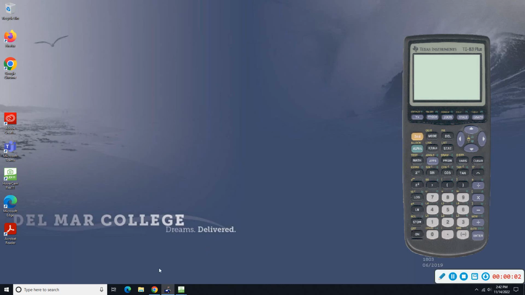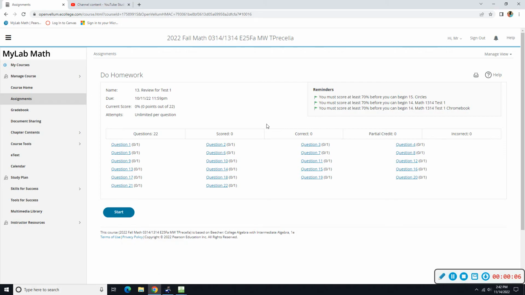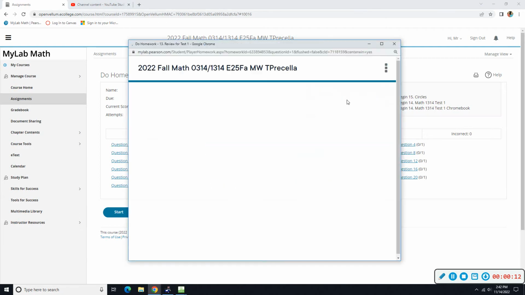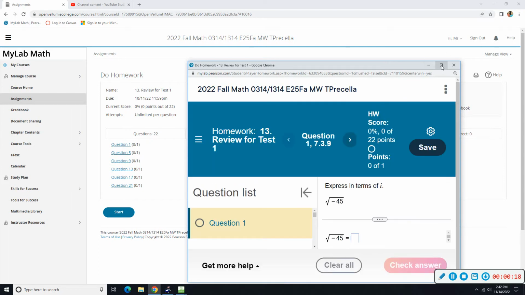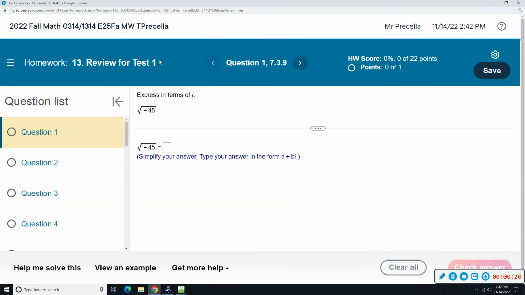Good afternoon. Today I thought we would work the review for test 1 for my Math 13-14 class. All are getting ready for a test. Maybe it'd be a good time to work this review. And here we are, starting at number 1. The square root of negative 45.